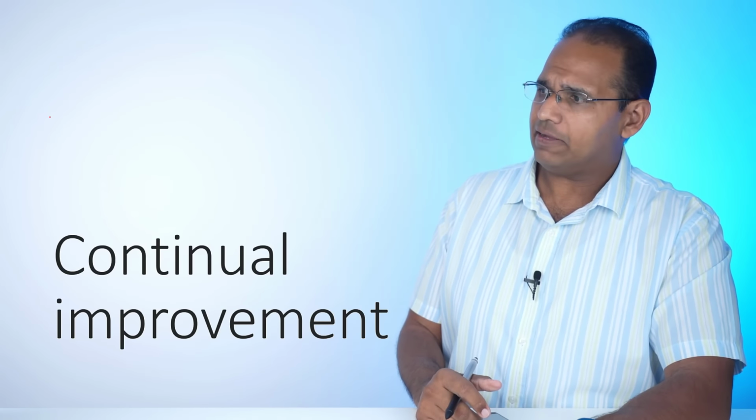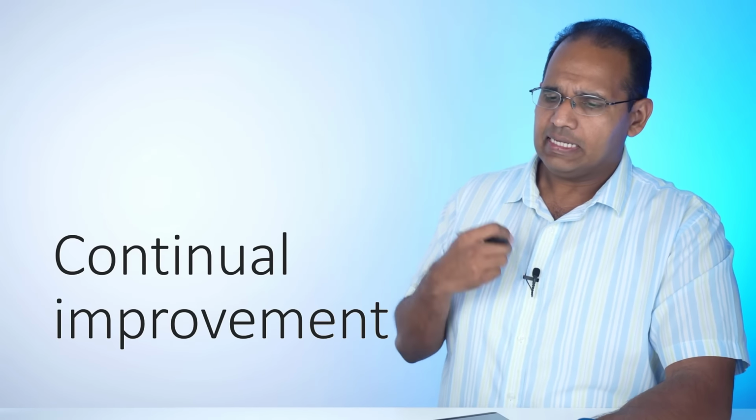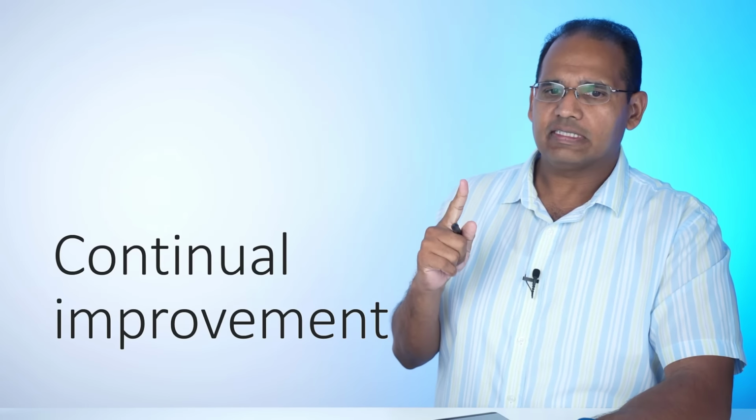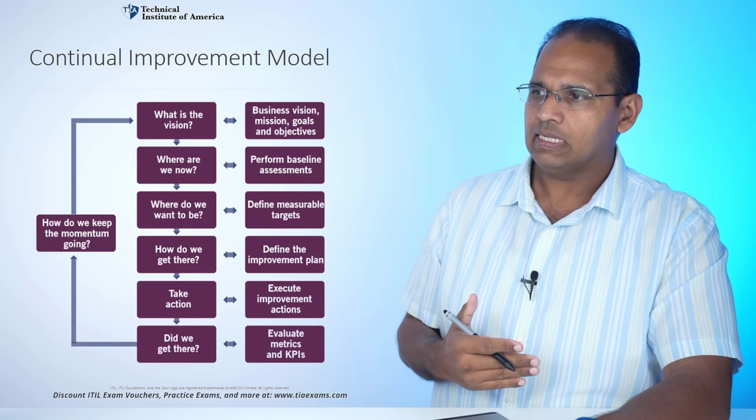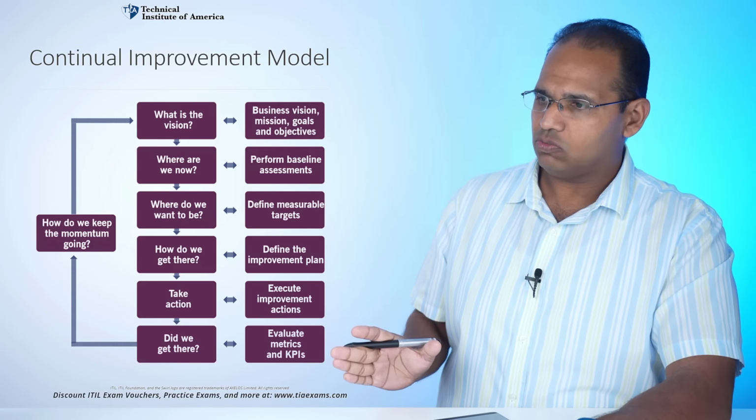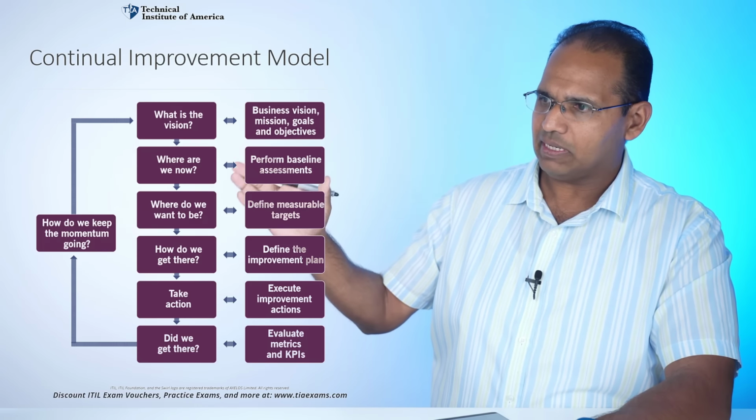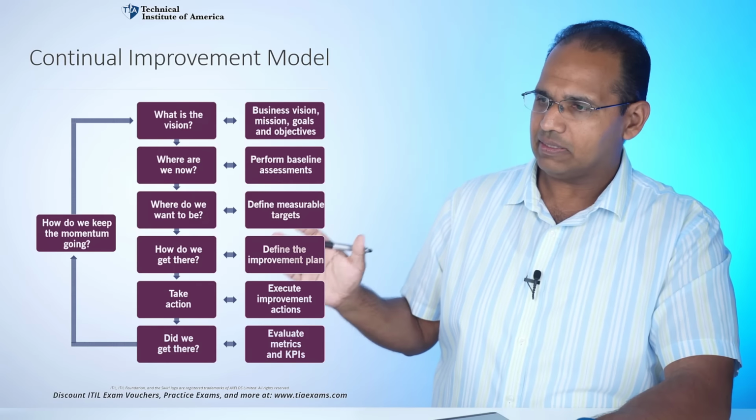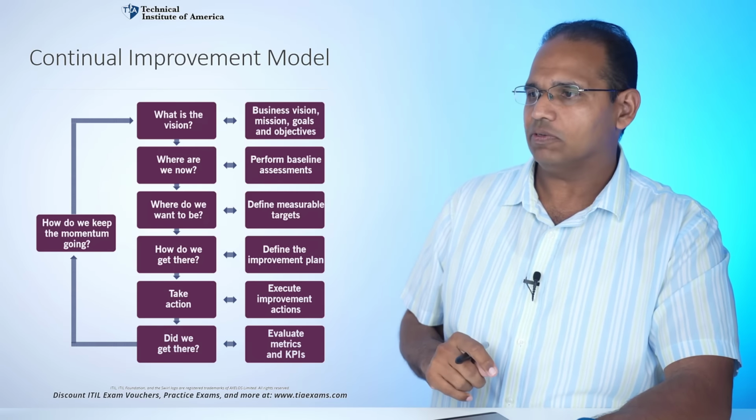The next section of this course is going to be continual improvement. Now, you're going to have one question on your exam that deals with continual improvement and the model of continual improvement. This model, I want you guys to memorize. You got to memorize these steps. What is the vision? Where are we now? Where do we want to be? How do we get there? Take action. Did we get there yet? And to keep this momentum going.